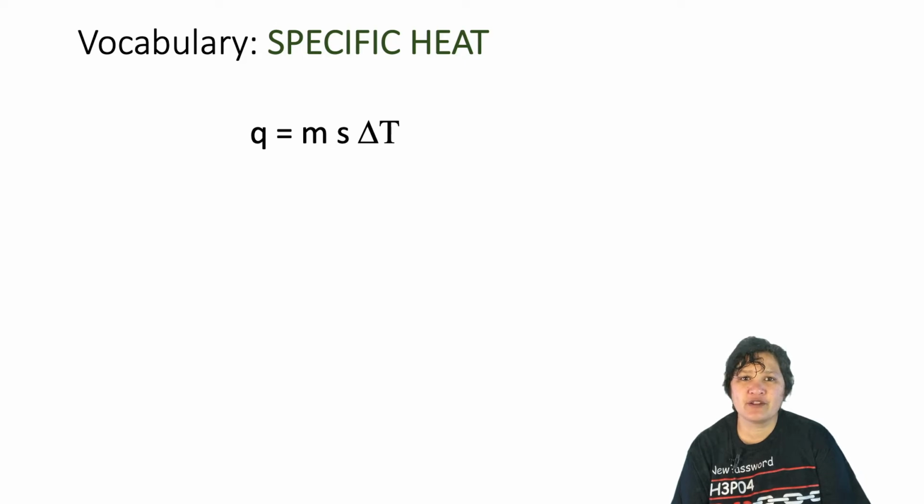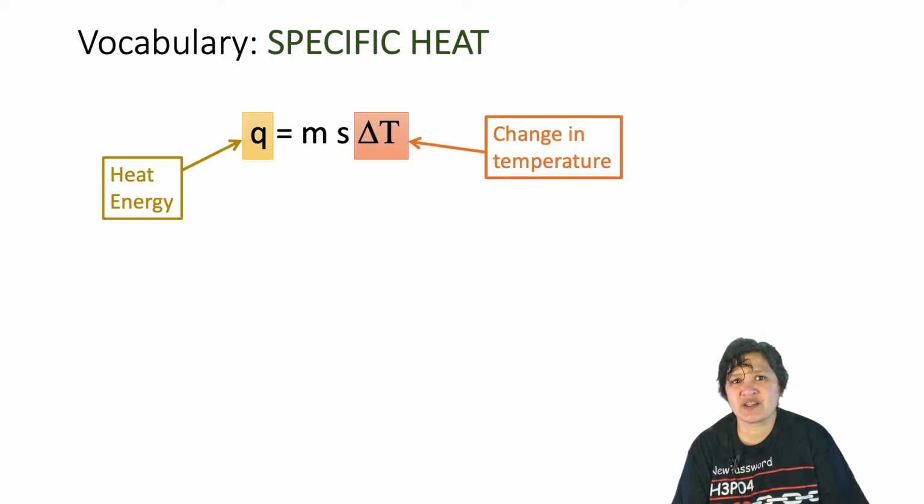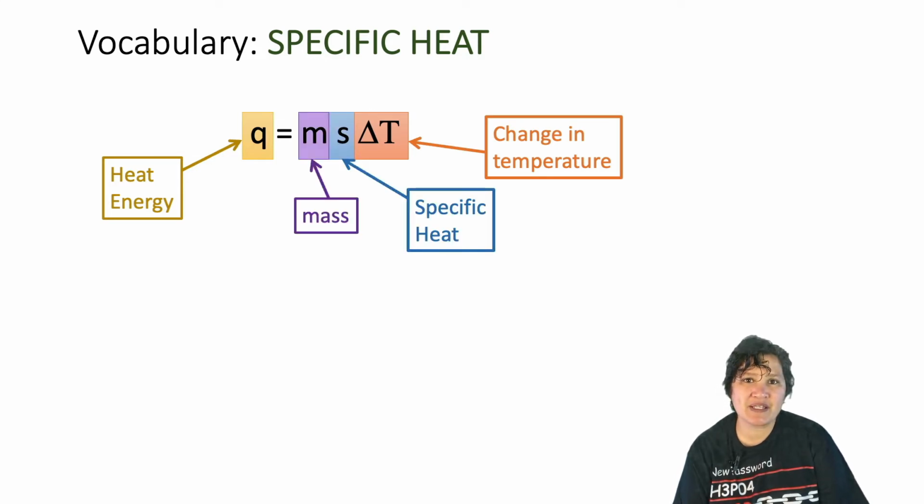Some part of it may look familiar. Once again, Q is heat energy, delta T is the change in temperature, S is the specific heat, and M is the mass of the substance. You can see what's changed between this and the previous equation is that we have mass and specific heat where we had heat capacity before.